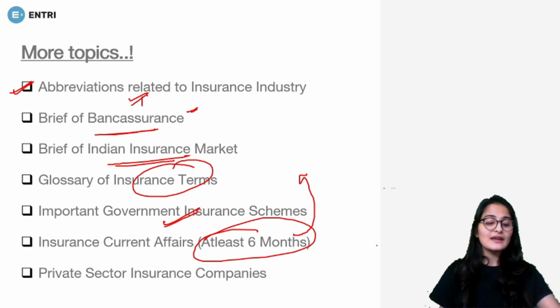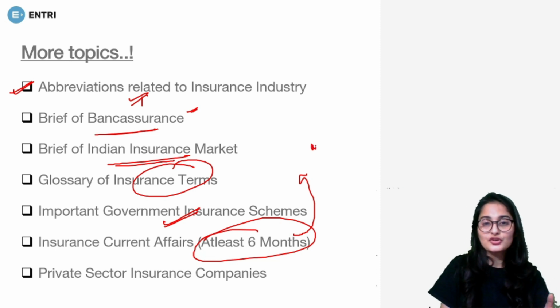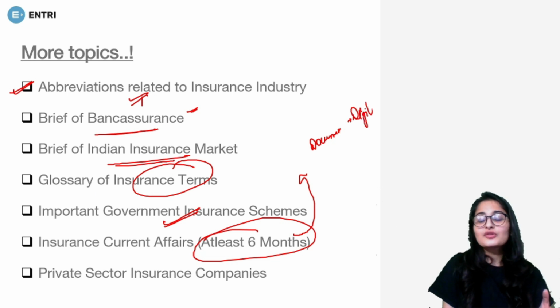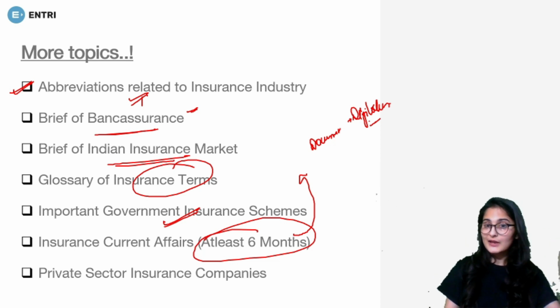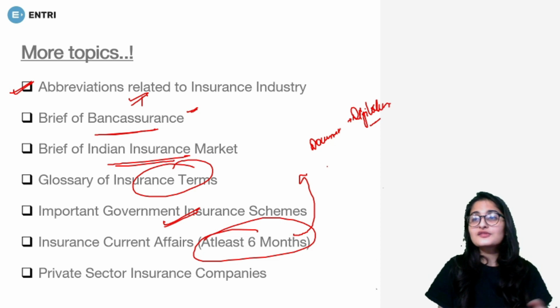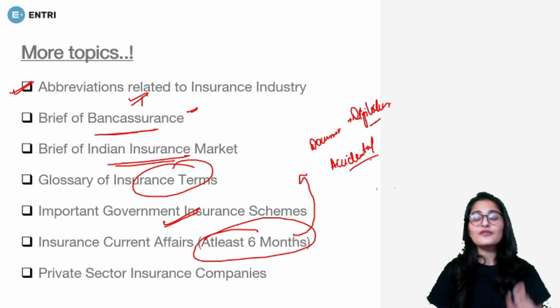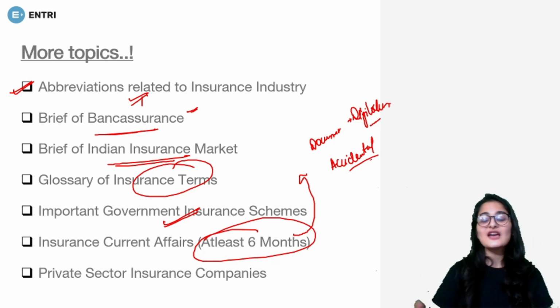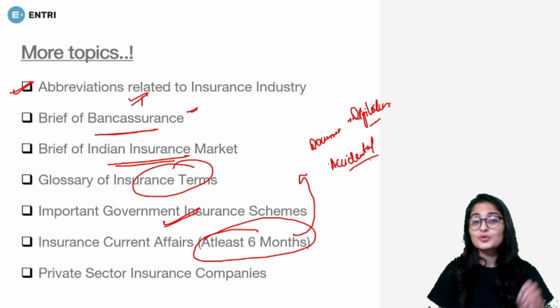Like recently IRDAI has proposed that all insurance documents should be uploaded on DigiLocker, right? So this is a recent development associated with IRDAI. So you have to know about IRDAI, and you have to know about DigiLocker also. Then recently IRDAI also launched a universal accidental insurance, right? So what are the policies in that? What are the limitations of that? What regulations have been placed in that? Because that is something which has to be followed by all the insurance companies. So you have to know about that.